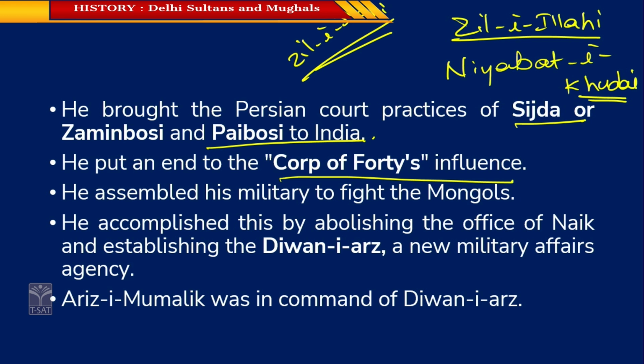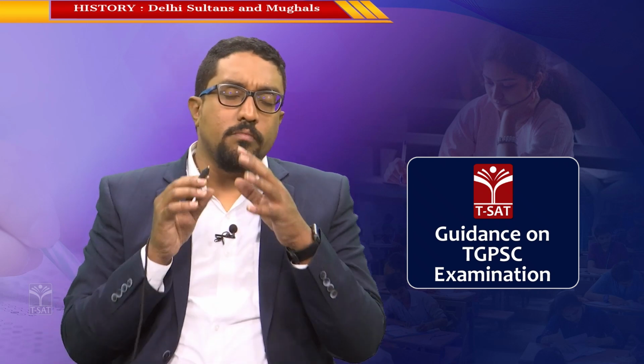He assembled a military to fight the Mongols. He restricted Mongols from entering India. He is also one of the first to create a military affairs department called Diwan-e-Arz, headed by Arz-e-Mumalik. This was a department for military affairs, not military control. This is more equivalent to today's defense ministry.